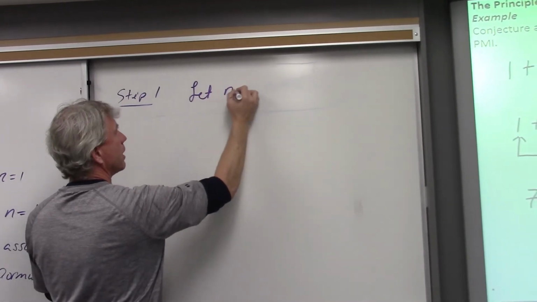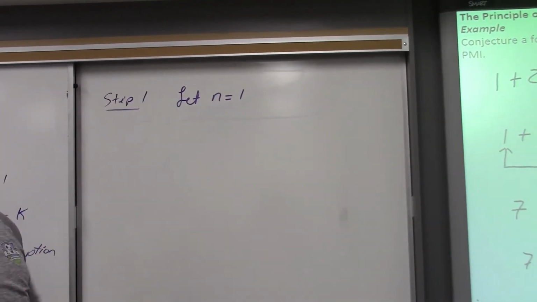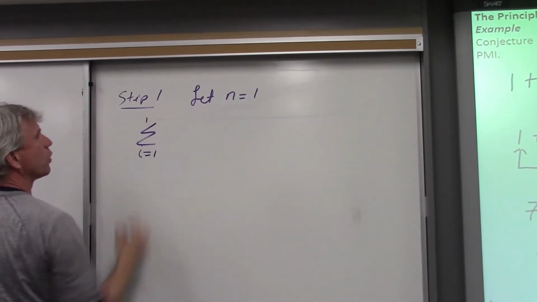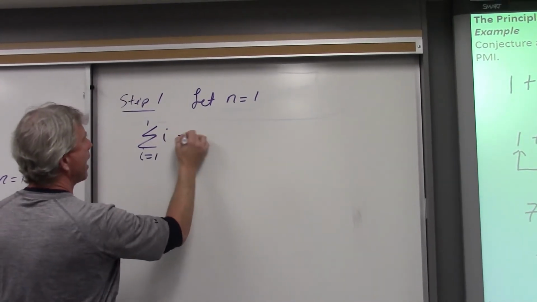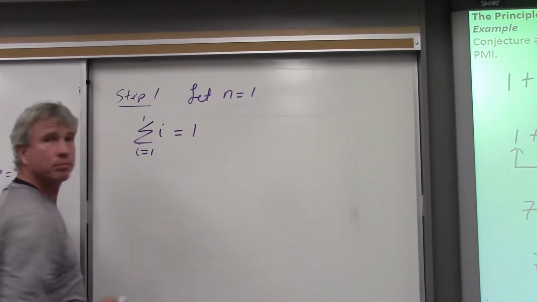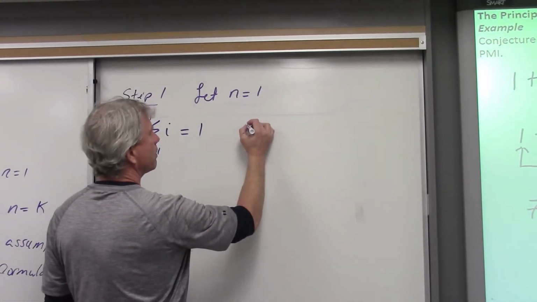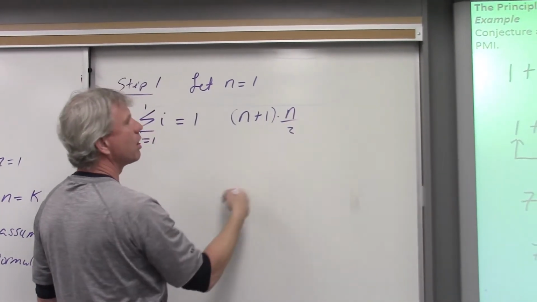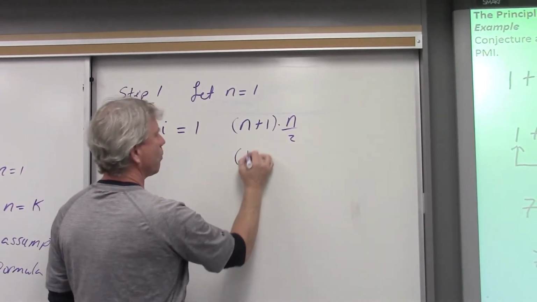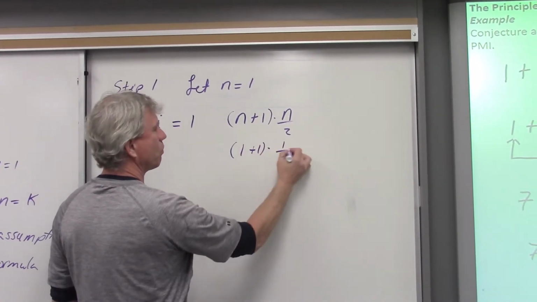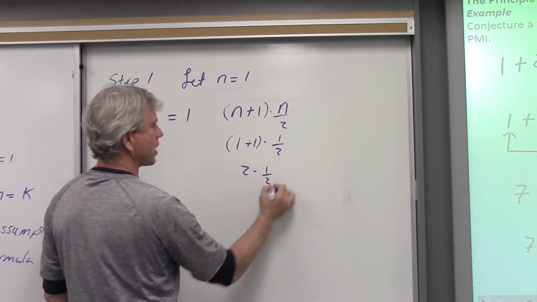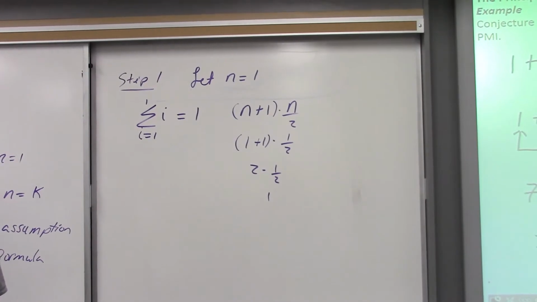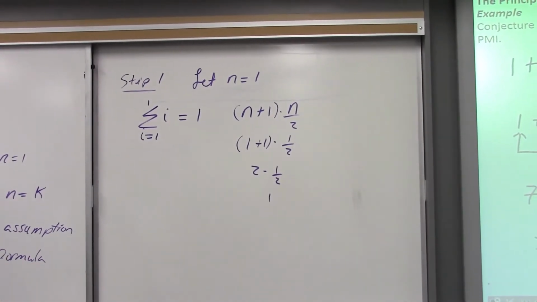you let n equal 1. This is the simplest possible case. Well, then the summation, the sum from i equals 1 to 1 of i, is just going to equal 1. The formula, n plus 1 times n over 2, if we plug 1 into it, we get 1 plus 1 times 1 over 2, which is 2 times a half, equal to 1. And this indicates that the formula works in the simplest possible case when n is equal to 1.